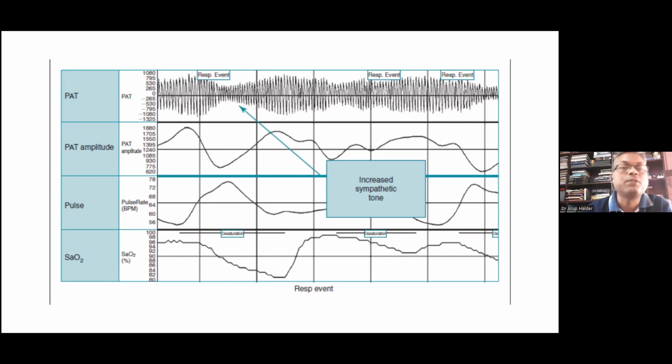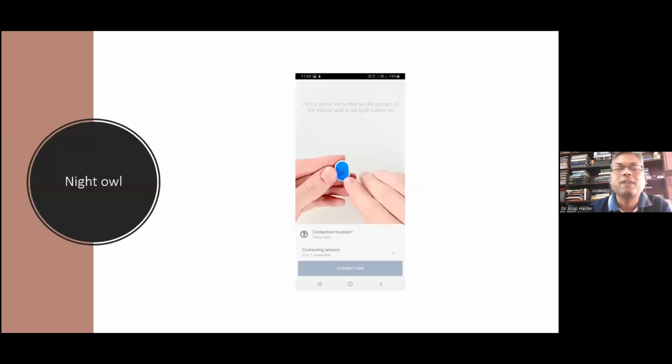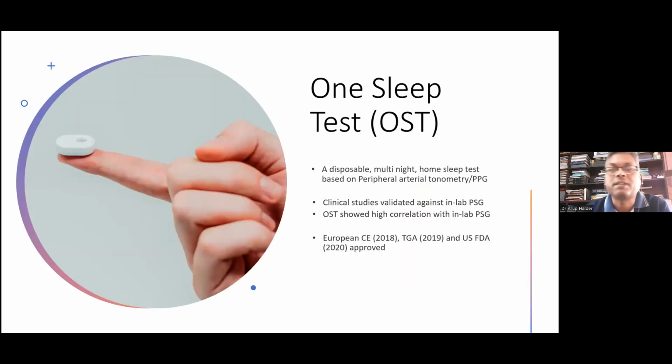throughout the night. And if you use actigraphy, that will give you the sleep time or approximation of the sleep time. Now we also have the NightOwl with us. This is a very sleek device which can be used for home sleep apnea testing. This is a disposable multi-night home sleep apnea test based on the peripheral arterial tonometry or photoplethysmographic principles.